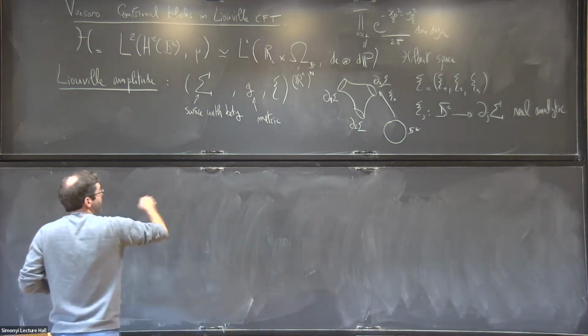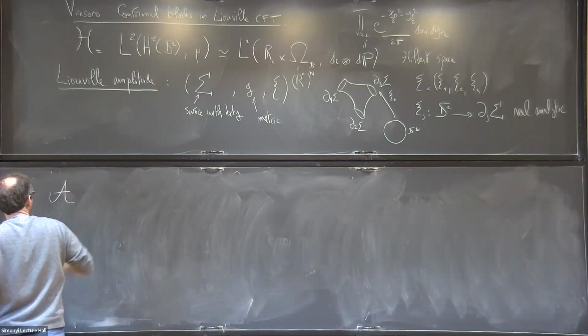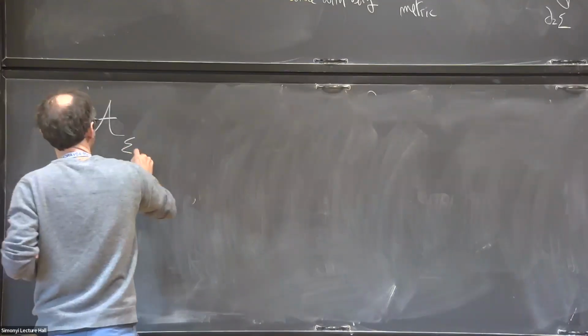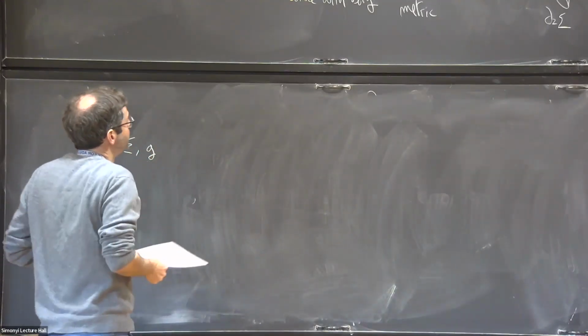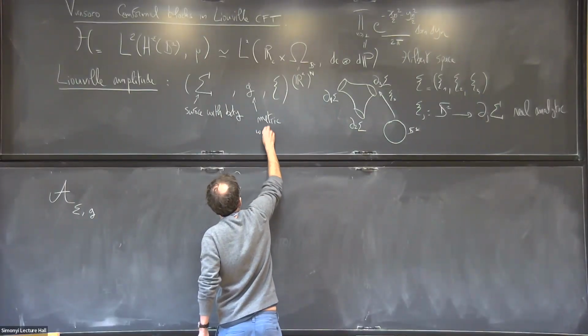Okay, so we have this parameterized boundary. What is the Liouville amplitude? I will define it now. So A of sigma, g. So g will be a metric with a geodesic boundary also.